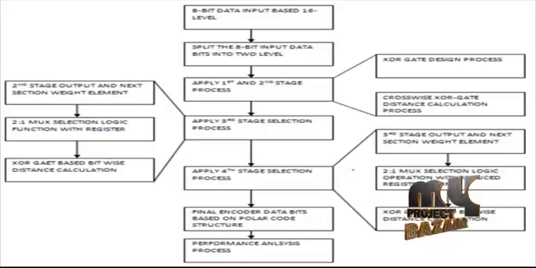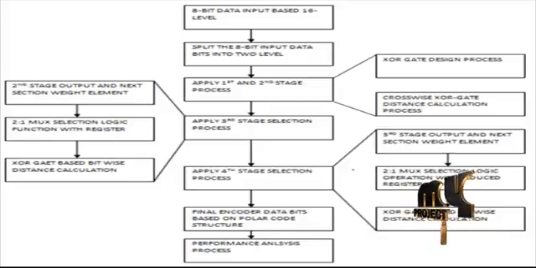Then we apply the first and second stage. This stage consists of XOR gate design and crosswise XOR gate design. These XOR gates are used for the distance calculation process for the overall function. Then we analyze these functions and update the first and second stage results to the third stage function. This third stage consists of the second stage output and the next stage weighted element.